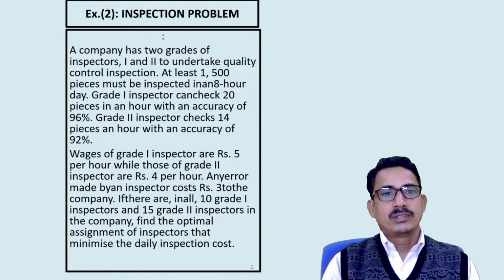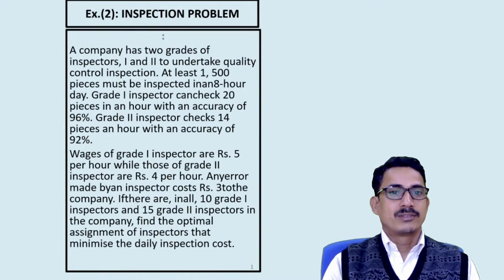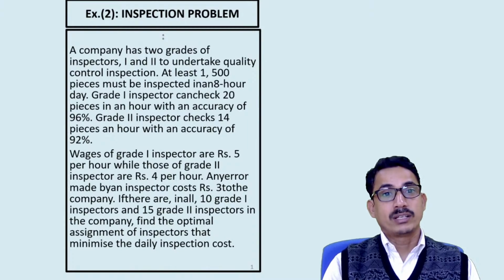The role of the inspector is that they have to inspect in 8 hours. But there is a constraint. A grade 1 inspector can check 20 pieces in an hour. In 1 hour, he can inspect only 20 pieces, with an accuracy of 96%. You cannot say it is 100% accurate. There is a 96% chance that it will be accurate, and a 4% chance that an error exists.